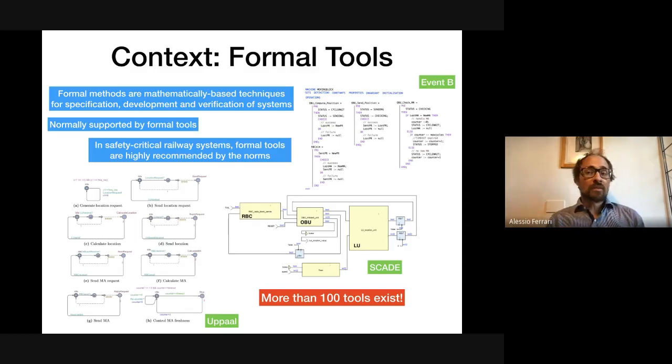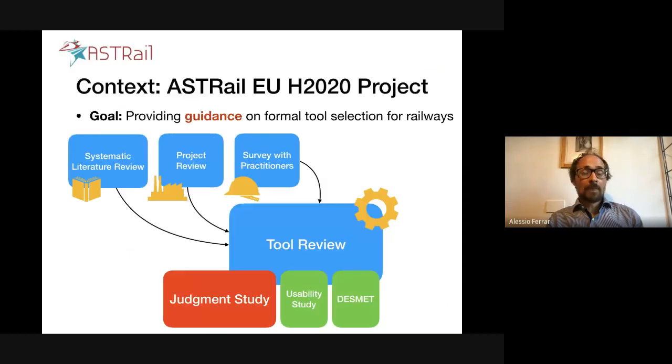Here you see just 3 examples, but you already see the differences in terms of modeling languages that are used. Some are textual, some are graphical, some are based on blocks, some are on transition systems. So for a company to decide which tool is appropriate for their needs is particularly complex. That's why we started this project that is called Astrail.